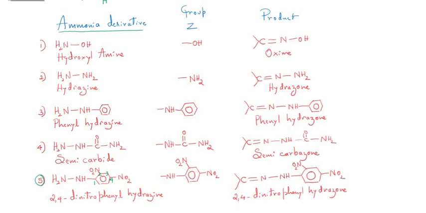So I have enclosed this on this screen. You are able to see that, okay, totally there are 5 ammonia derivatives, and the group Z is present here, and whatever product is formed later has been mentioned. The first one is called as oxime, the second one is called as hydrazone, the third one is called as phenyl hydrazone, the fourth one is called as semicarbazone, and the fifth one is 2,4 dinitrophenyl hydrazone. You have to be very thorough with all these derivatives, students, right?